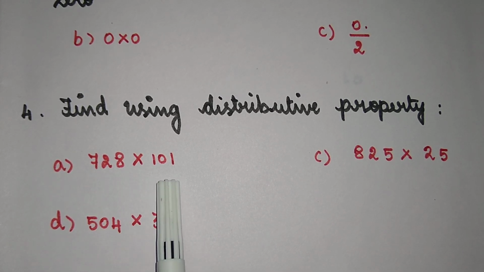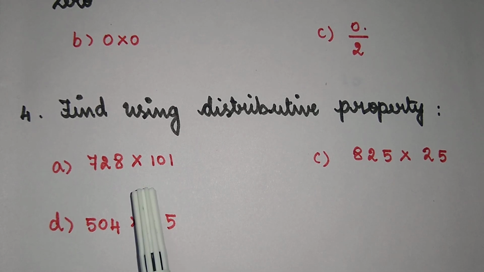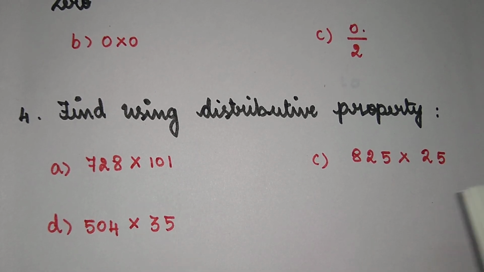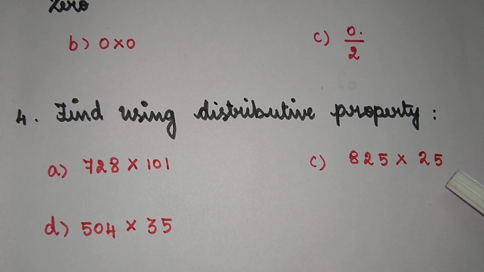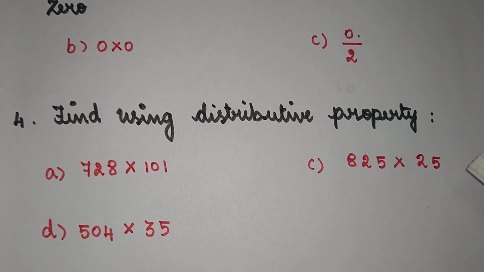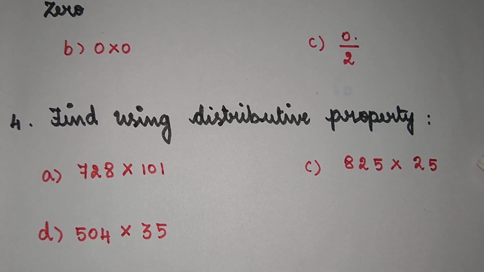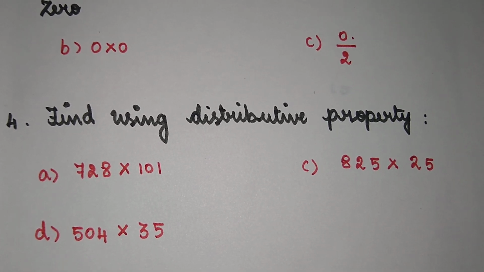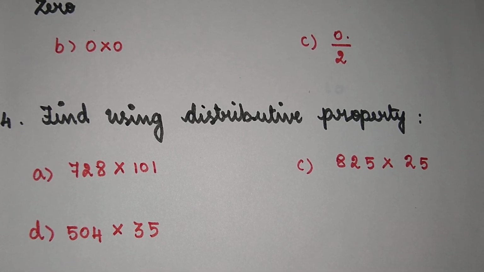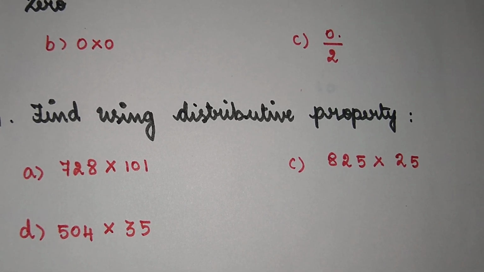In the first sum, we have to split 101 into 100 plus 1. Here the second sum is, we have to split 25 as 20 plus 5. Then the third sum is the D subdivision. Either we can split 504 as 500 plus 4, or we can split 35 as 30 plus 5.